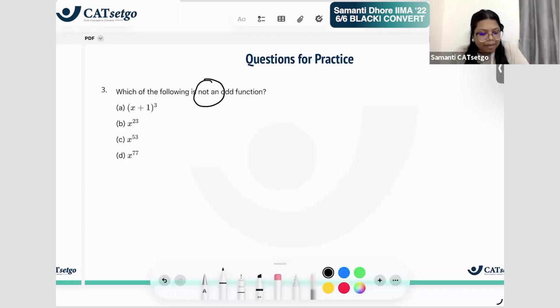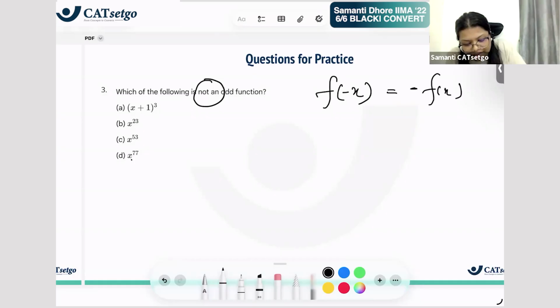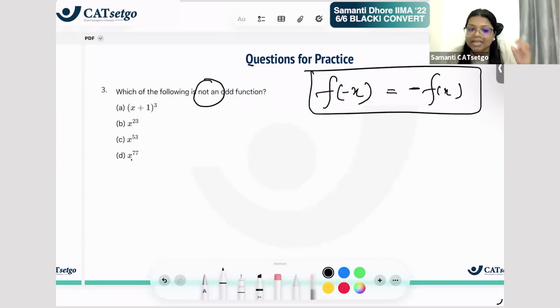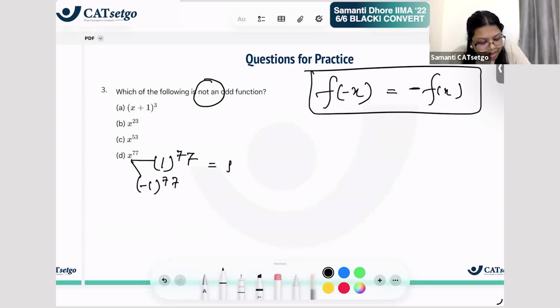Yes, yes, very good. यहाँ पे हर जगह again odd function कब होता है? When f of minus x and f of x are basically negative of each other. So you end up getting same value but opposite in sign, right? So for this also, 1 raised to 77 and minus 1 raised to 77. इसका आंसर 1 आएगा, इसका आंसर -1 आएगा. Same values, opposite in sign.